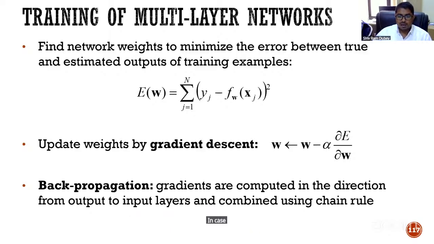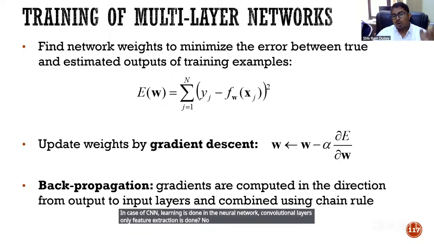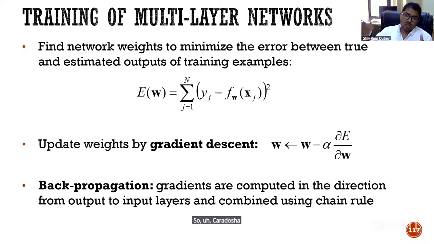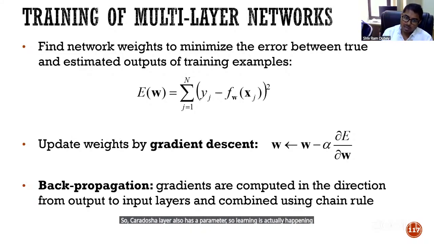In case of CNN, is learning done in the neural network, and in the convolutional layers only feature extraction is done? No, the convolution layer also has parameters. So learning is actually happening in the convolution layer as well.